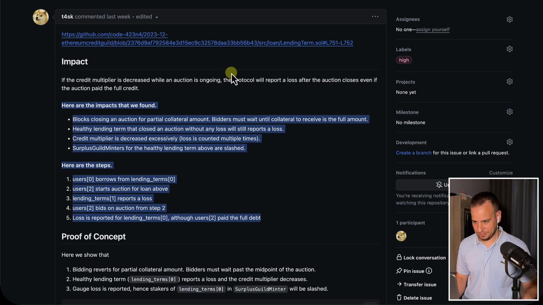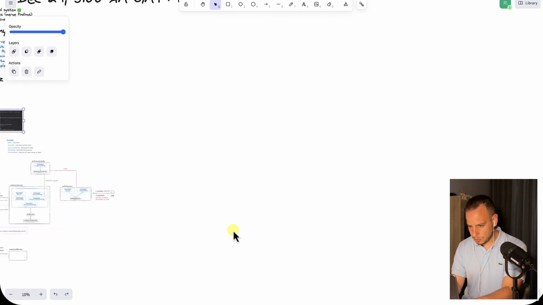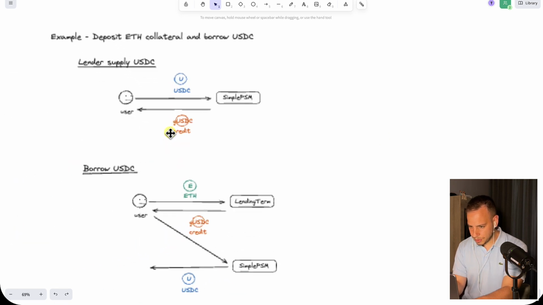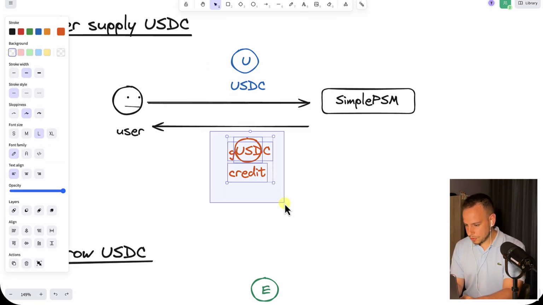It starts out as 1, but if the lending term reports a loss, then credit token will be discounted, and it can never go back up to 1. Once it's discounted, it will stay at that level. And if there's another loss, then it will be discounted further. So this is the credit multiplier. As we told you before, if you go over here to the lending and borrowing, the optimal scenario is that credit multiplier is 1. If credit multiplier is 1, you deposit 1 USDC and you get 1 gUSDC.